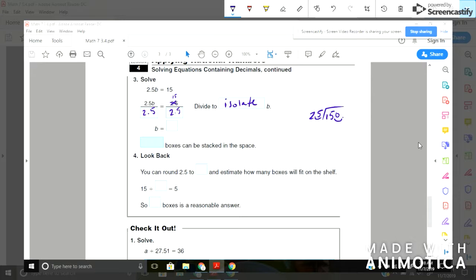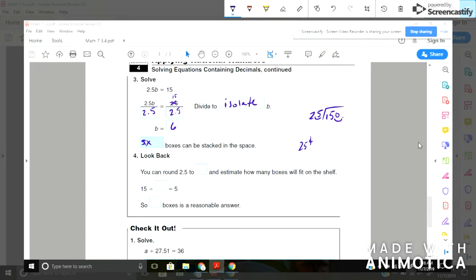Now I'm asking myself, how many times is 25 going into 150? What's nice is to think about 25 as a quarter, 25 cents. If I have 4 quarters, it's $1. I need $1.50, so I need to add 2 more quarters. That gives me a total of 6. So 6 boxes can be stacked in the space.